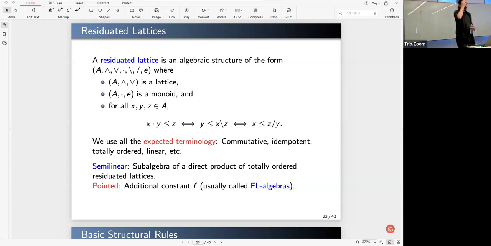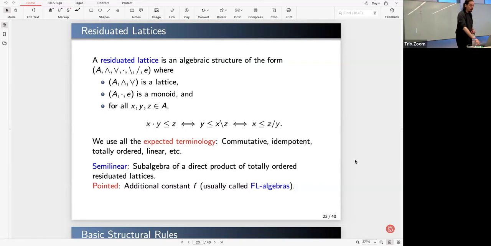And for many logical contexts, we also want an additional nullary operation that gives me a falsity constant. In that case, I'll denote it by F. In that context, they're usually called FL algebras or pointed residuated lattices.